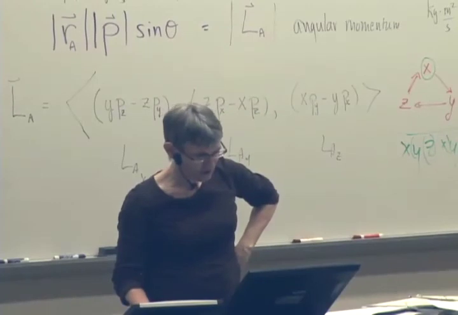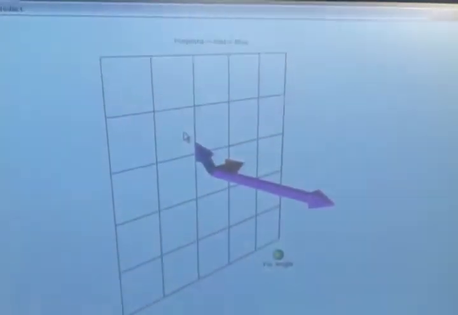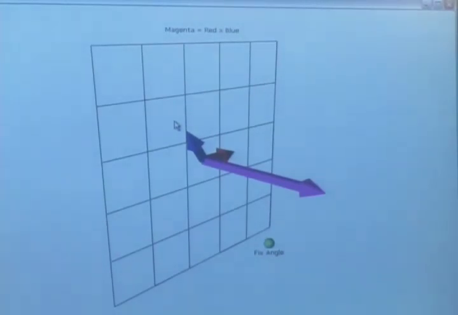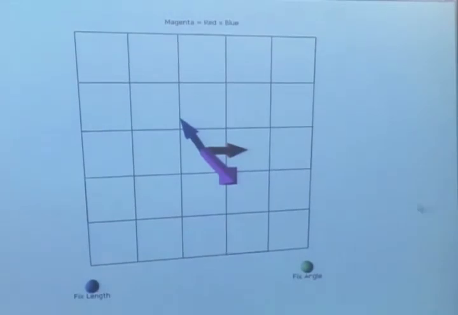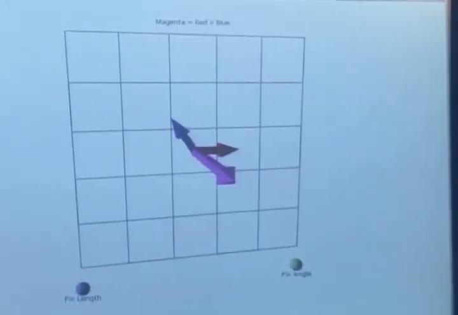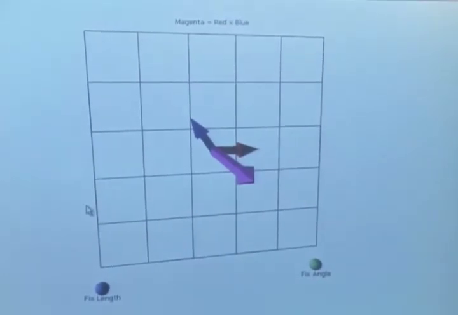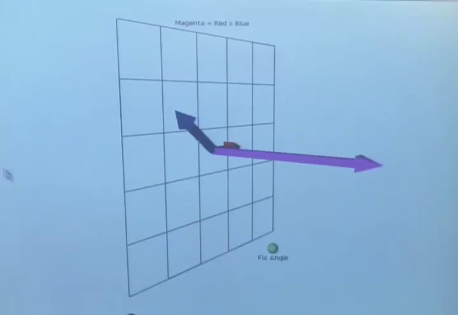And in general, here's what cross products look like. Here's a plane shown by this grid, and there are two vectors in this plane, a red vector and a blue vector. And the magenta vector that's perpendicular to the plane is the cross product of those two vectors. So if you can figure out what plane those two vectors lie in, then the cross product is either into or out of that plane. Let's see what happens. I can move this vector around, I can stretch it, I can change the angle between these two things, and the resultant is changing. So let's be a little systematic here. Let's make the magenta vector the red vector cross the blue vector.